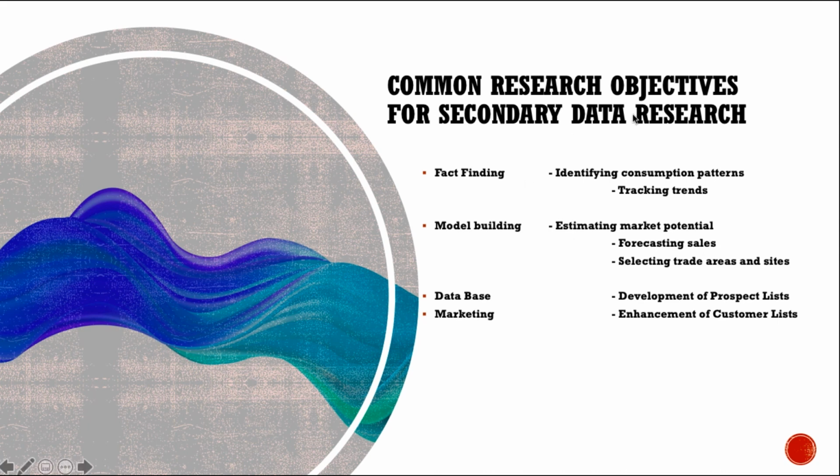So what are the common research objectives for secondary data research? We can use it for fact finding, identifying consumption patterns, for example, tracking the trend, or we can use it when we build models, estimating market potential, forecasting sales, selecting a trade area and size, and also we use it as database development of prospect lists, and in marketing where we enhance the customer list also.